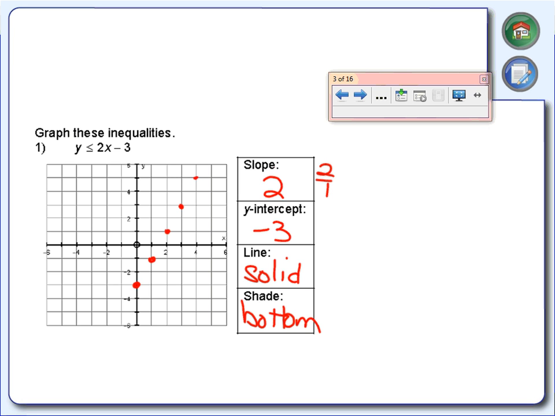I'm going to get one more dot here at the bottom. I'm going down 2, 1 to the left. Don't get in a hurry. Make sure you're using the right kind of line. This one we said we were going to use a solid line, so I'll go ahead and connect these dots with a solid line.